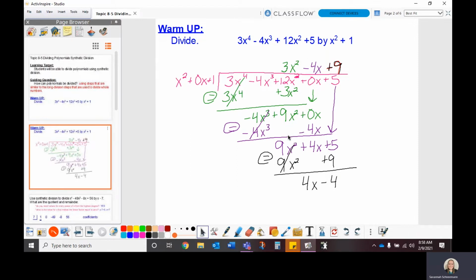So and then you bring down that 9x squared. X squared goes into 9x squared 9 times. So you get a 9x squared and a positive 9. So you are left with a remainder of 4x minus 4, right? If you still have trouble with long division, please see the video from yesterday.